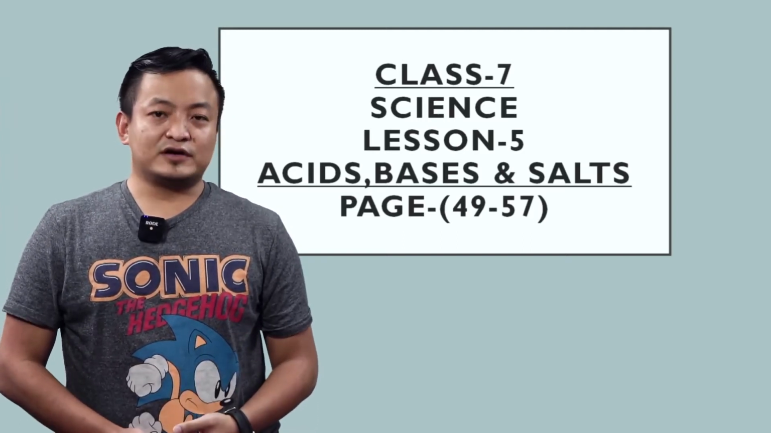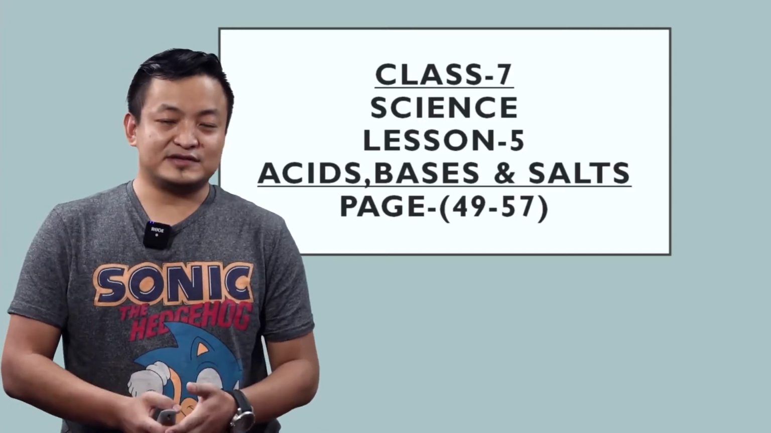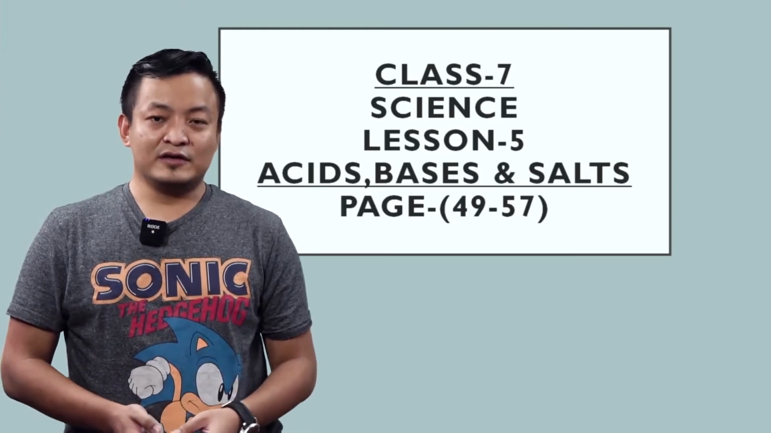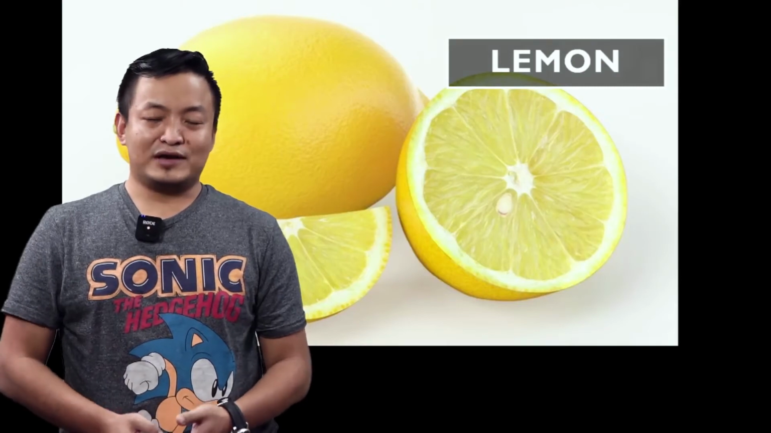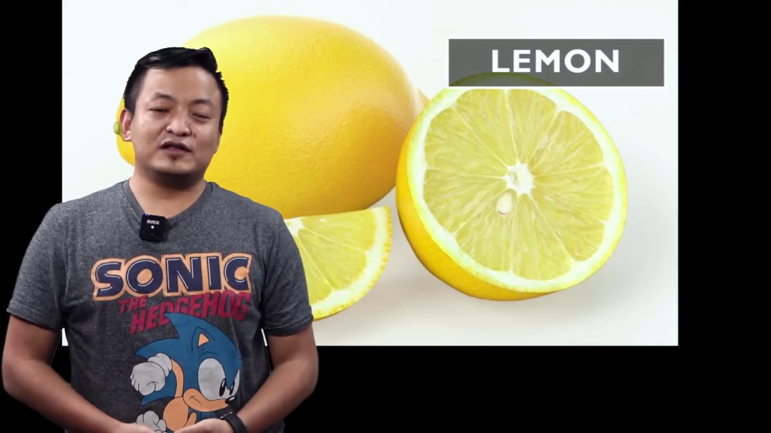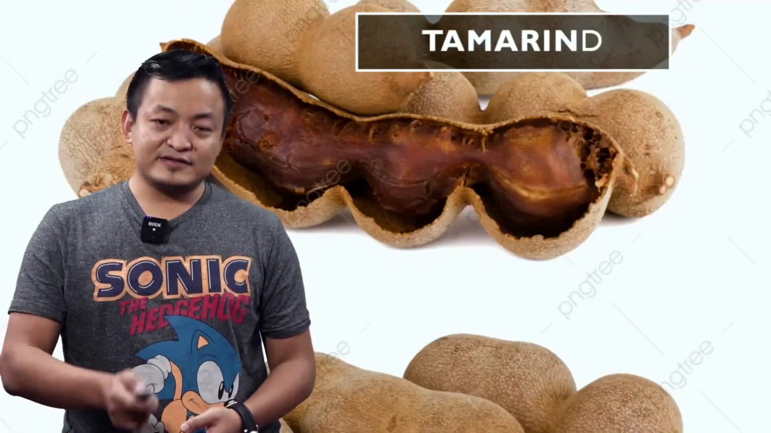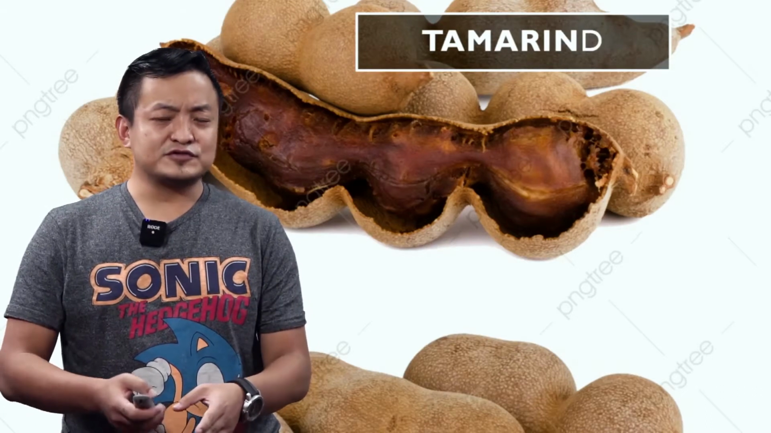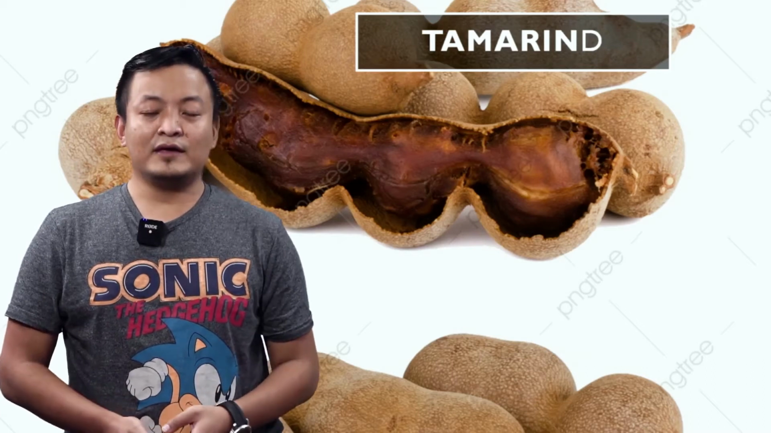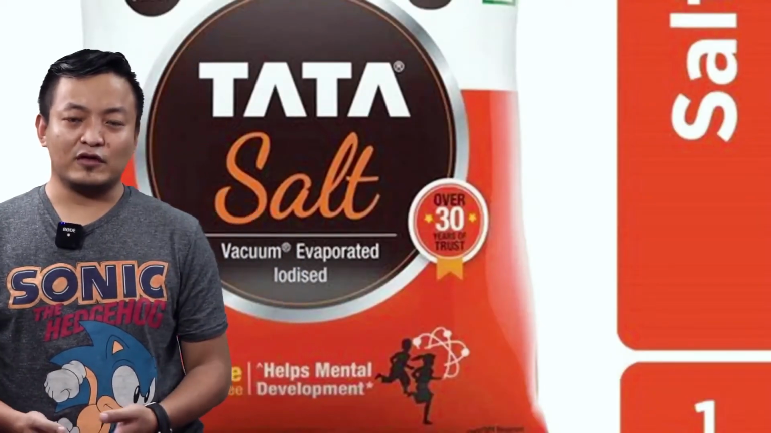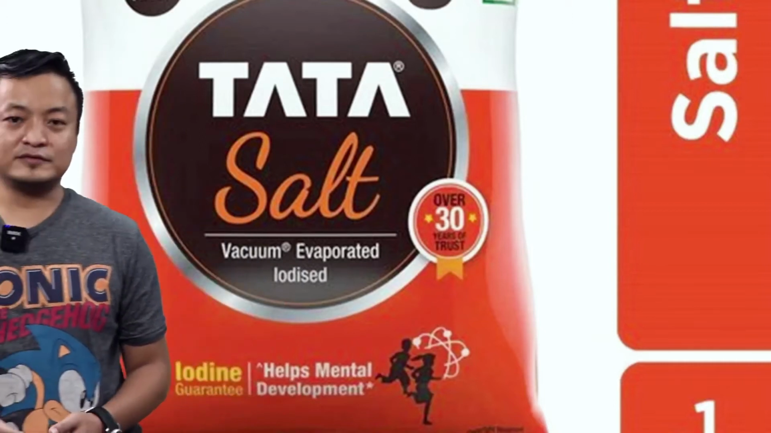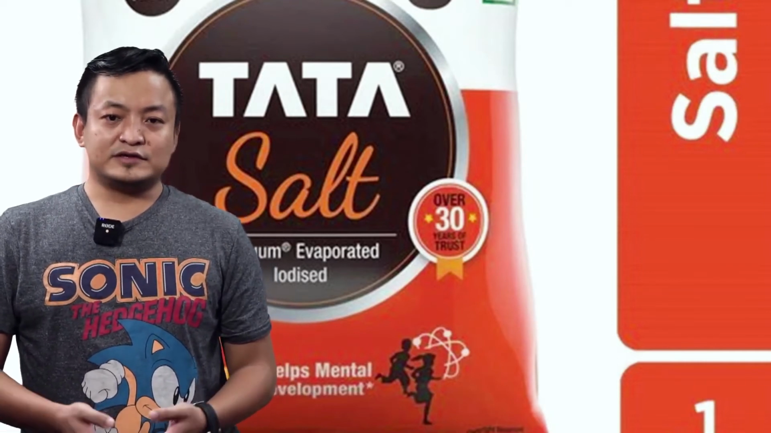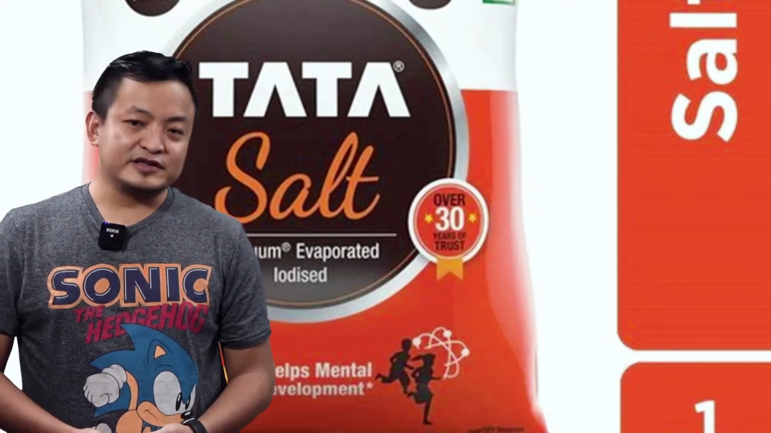Now, to start this chapter, I will show you some edible substances. When I say edible substances, I mean those which can be eaten. Let's start with lemon. You are all familiar with lemon, right? The next image is tamarind. Locally we also say imli, right? Now, here we have common salt, nimok, as we call it locally. So this is very common. Every day we use it in the kitchen, right?